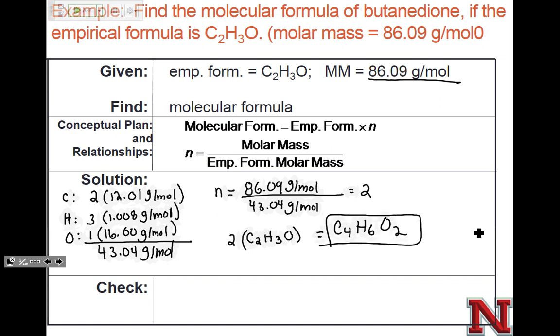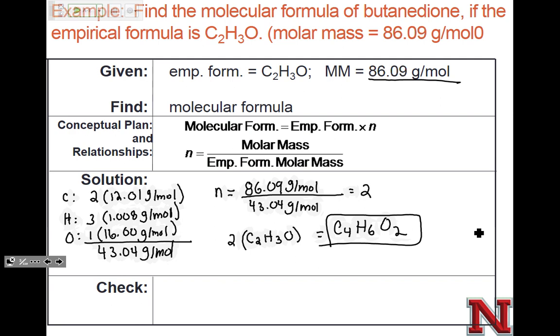Can you check this easily? One way you can check to see if you have this correct: if I calculate the molar mass of this, it should equal this. If it doesn't, you did something wrong. So there's a couple of ways you can check this, and that's the easiest way. You can calculate the molar mass of your molecular formula, what you just did, and see if it matches.